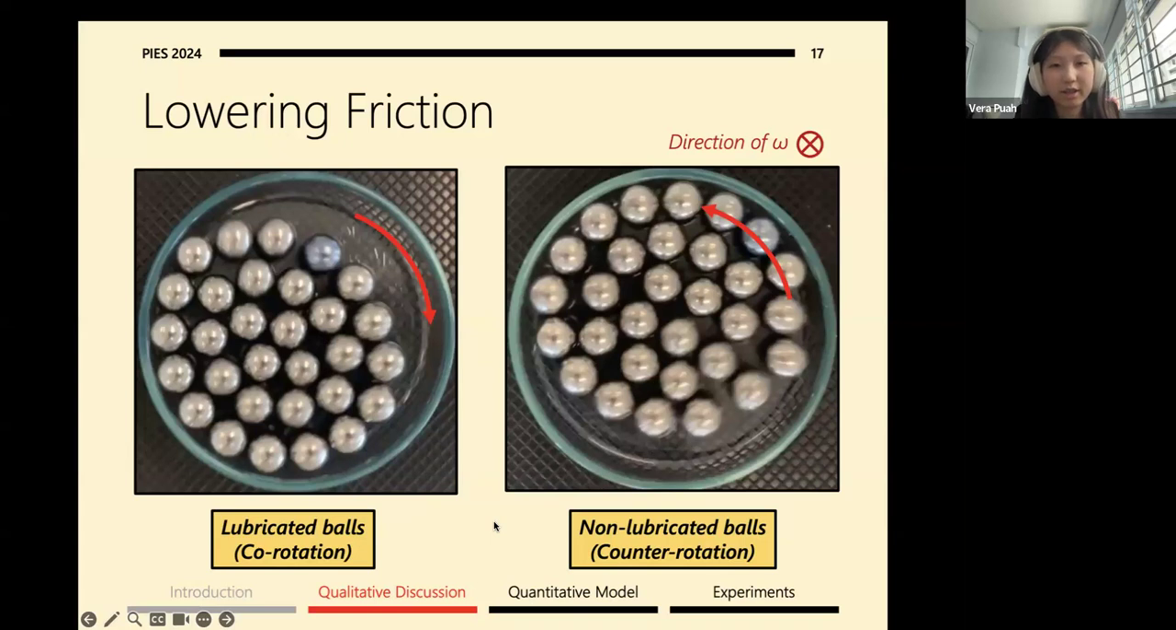So I've done the exact same thing with lubricated balls, and basically what happens is that you see co-rotation, whereas with the non-lubricated balls you see counter-rotation. So I've essentially confirmed this experimentally, and something interesting is that in the case of lubricated balls, this also affects the friction between the balls. However, it's difficult to change the friction between balls, while it's much easier to just change the friction between the balls and the wall.